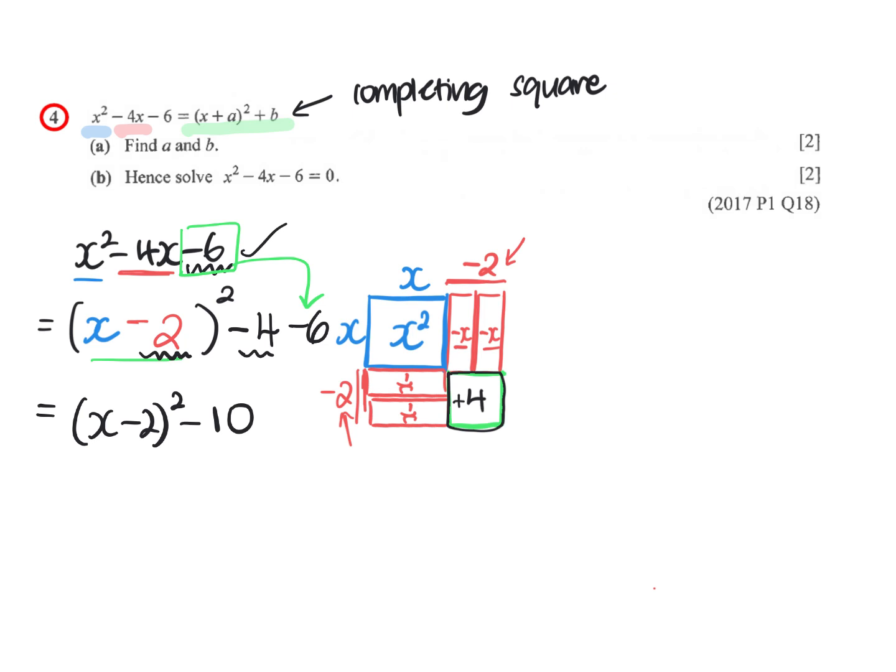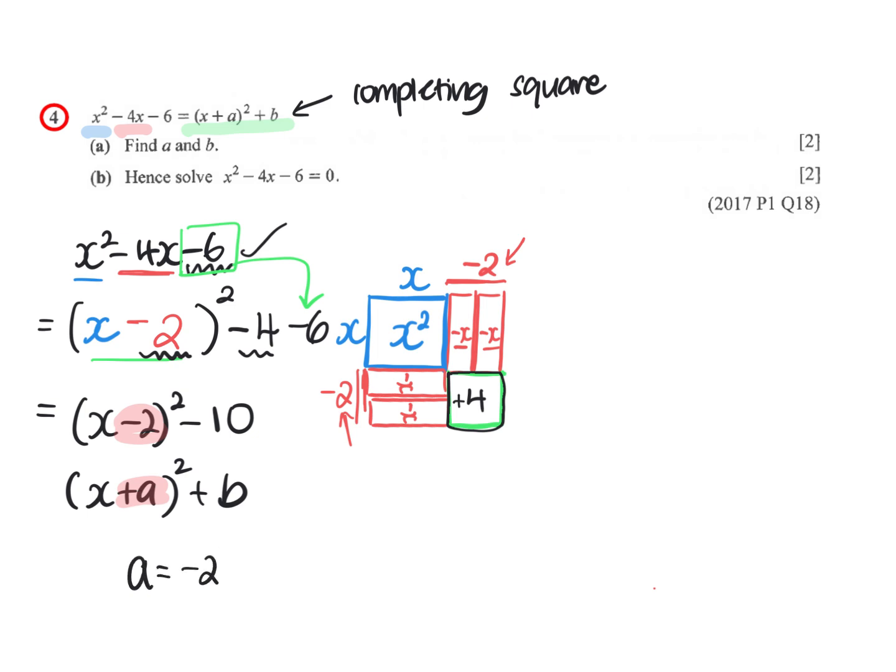So hence I've completed part A. I have expressed this into a completed square form. But part A mentioned to find the values of a and b, so I need to write down the values for a and b. This is in the form (x plus a) whole squared, so I should take a look at my value. In this case, this is plus a, so here it will be negative 2. So a is the value negative 2.